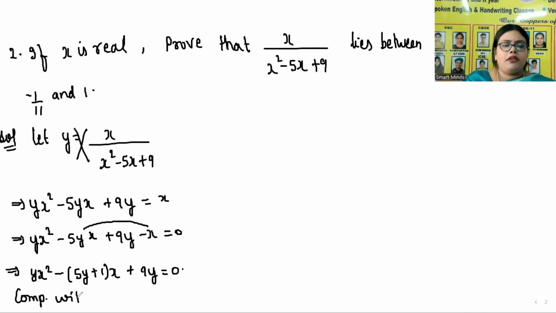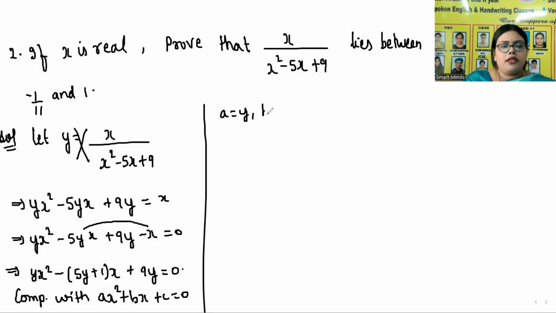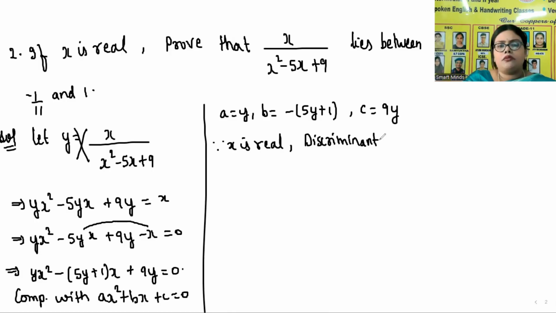So comparing with ax square plus bx plus c is equal to 0, in the place of a you have y. In the place of b you have minus of 5y plus 1. In the place of c you have 9y. Now since x is real, or x belongs to R, discriminant is greater than or equal to 0. So discriminant is b square minus 4ac greater than or equal to 0.